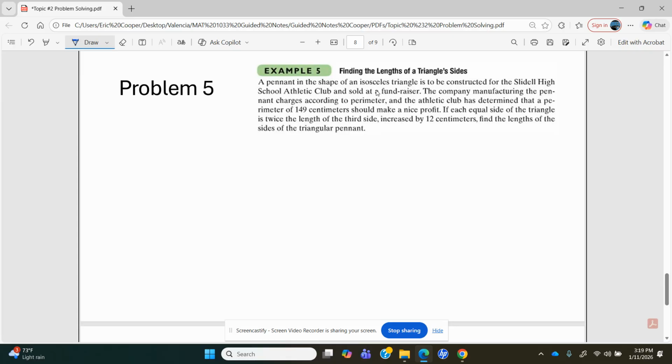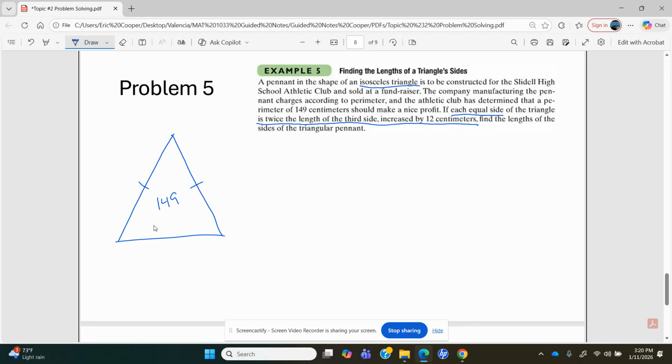So a couple things here. We know that it is an isosceles triangle, and if you don't remember what an isosceles triangle is, that is a triangle that has two sides that are the same. So we'll make a mark here to show that those two sides are going to be the same equal amount. We know that the total perimeter of all of this has to be 149. The only other part we know is that each equal side of the triangle is twice the length of the third side, increased by 12 centimeters.